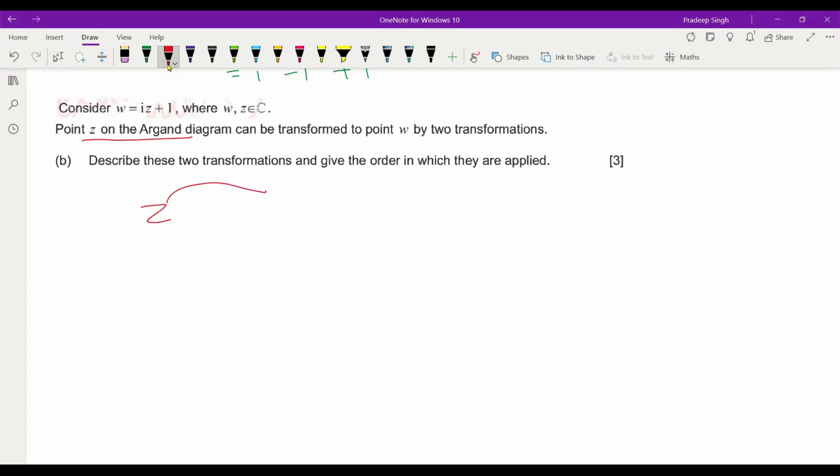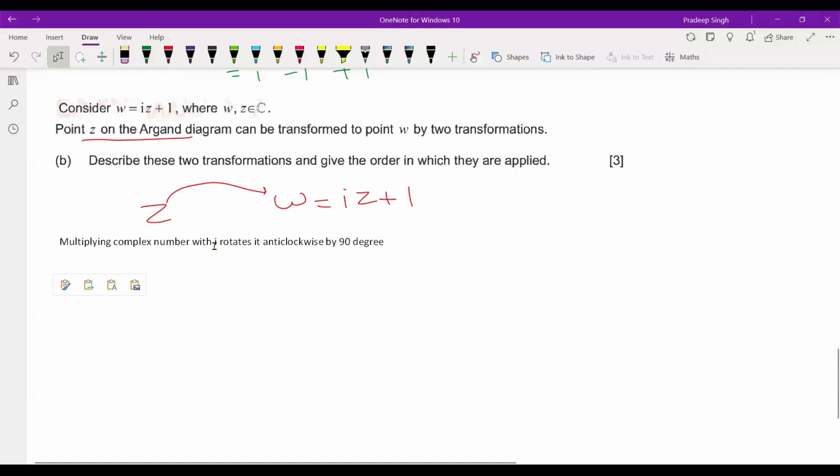From Z, you have to transform it to W. W is IZ plus 1. So how do we go from Z to W? Step 1, we multiply the complex number with I, and then you add 1 into it, right? So step number 1 is multiplication by I.